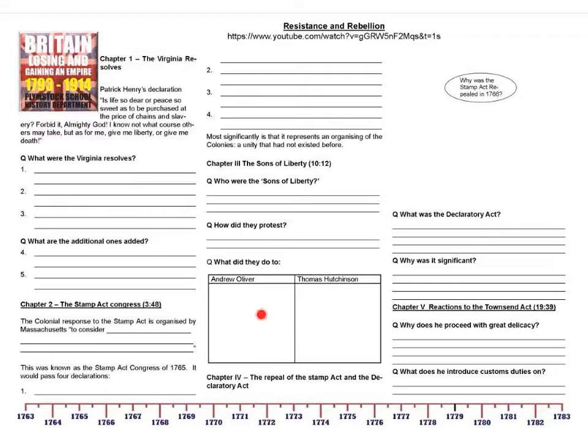How did they protest? What did they do? There are going to be different ways in which the Americans obviously would resist the British. Why then did the British repeal the Stamp Acts in 1766? But then what was the Declaratory Act? What was significant about this declaration of parliamentary supremacy?